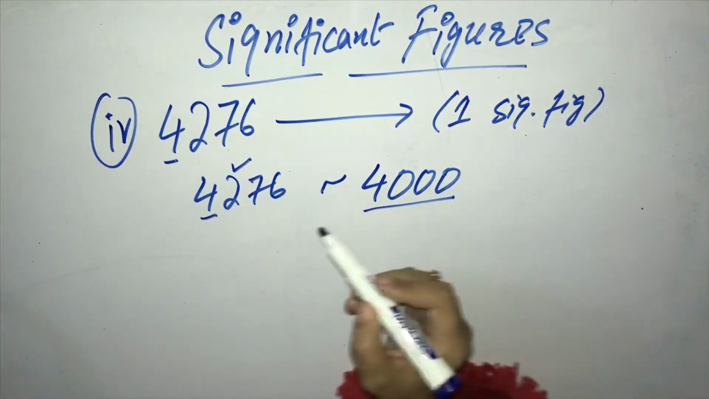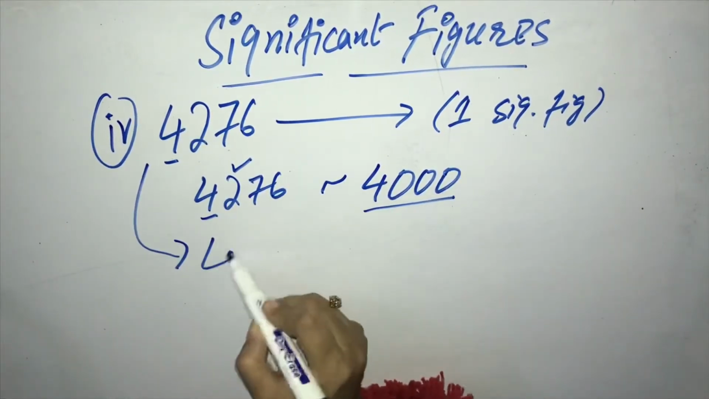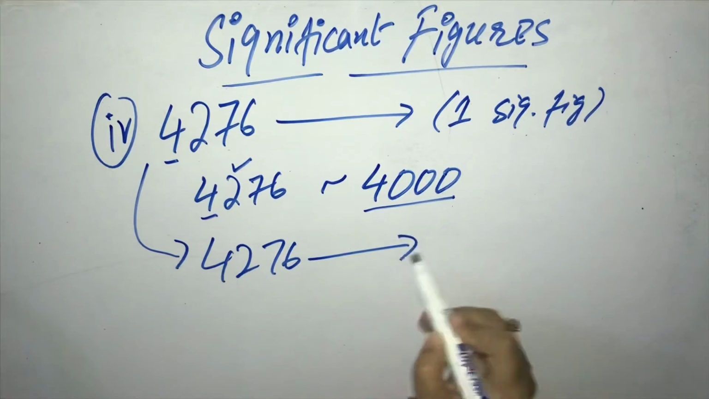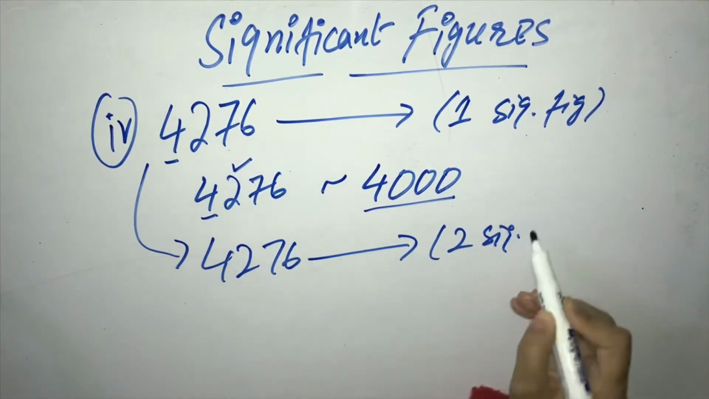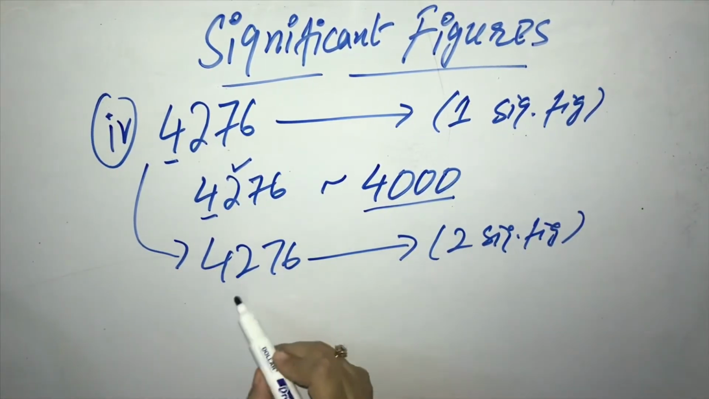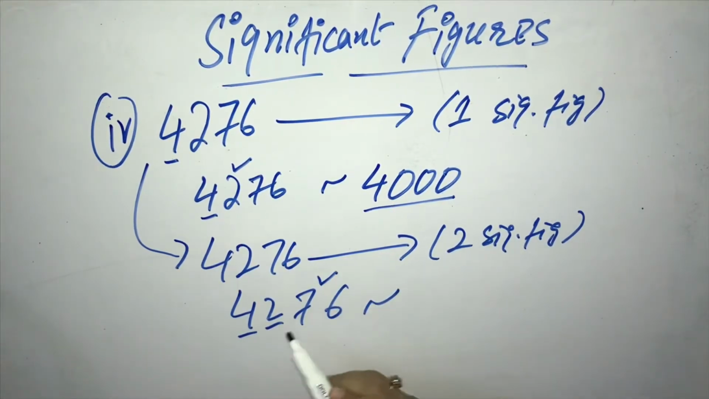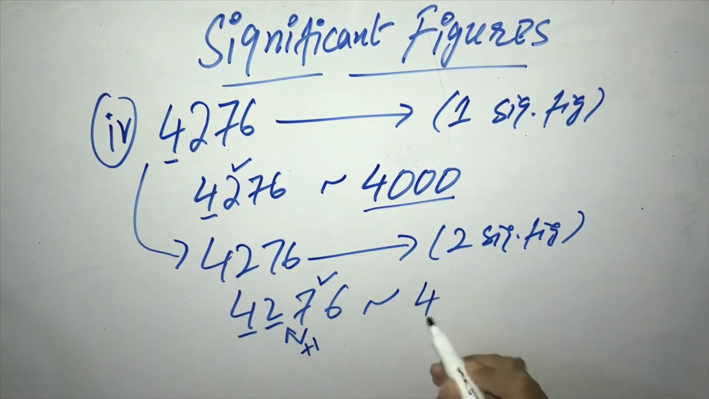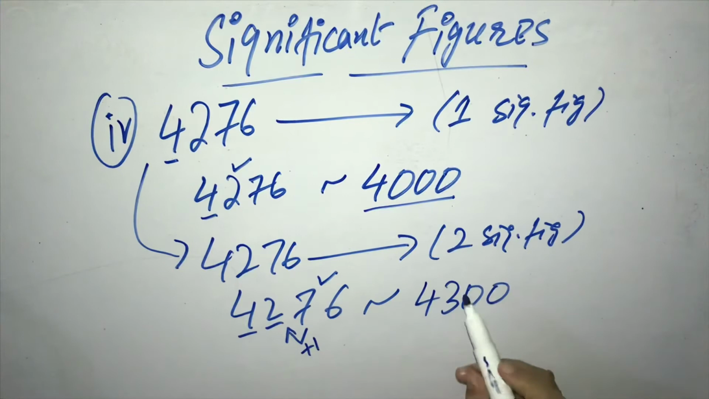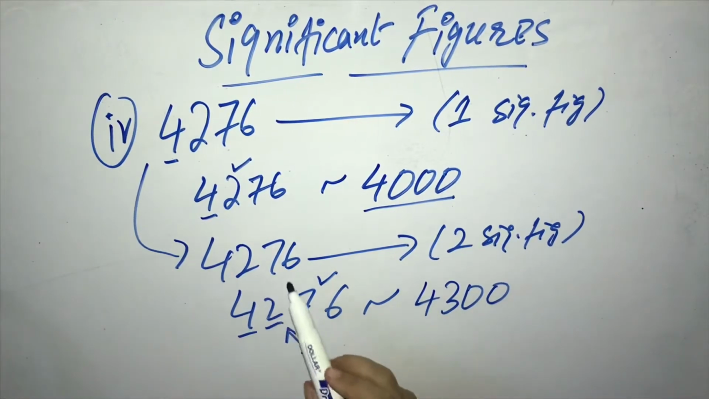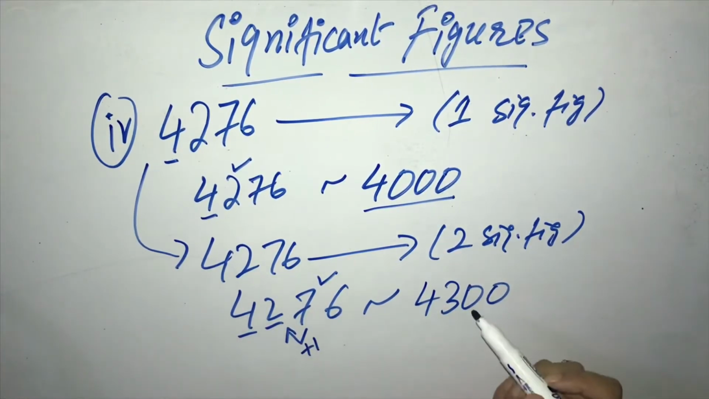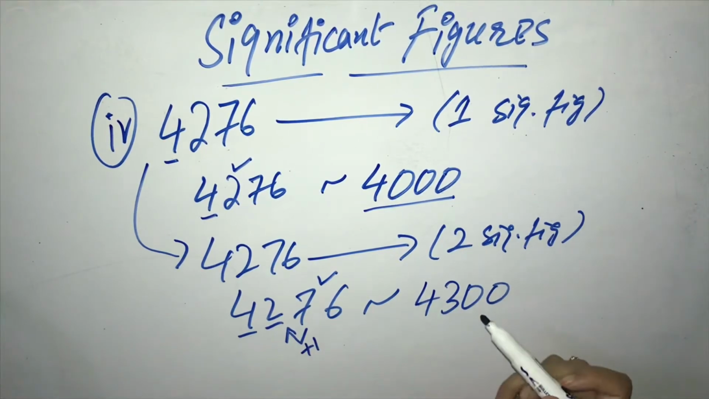Similarly, if I have to convert the same number correct to two significant figures, I shall select the first two and check 7. Now this 7 is more than 5. It will give 1 to this 2 and my answer will be 4300. So 4276 correct to two significant figures will become 4300.